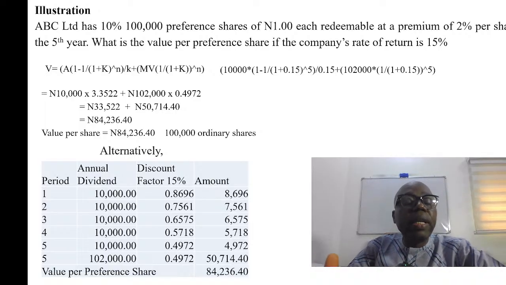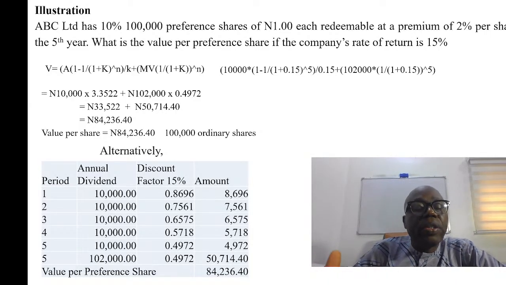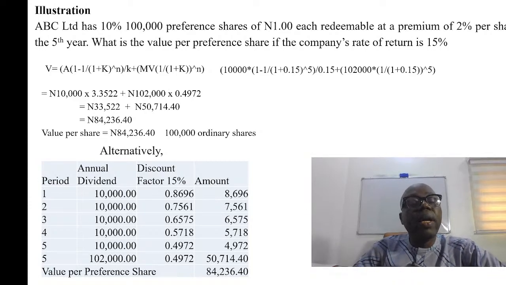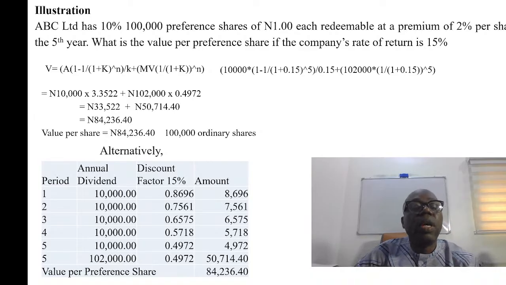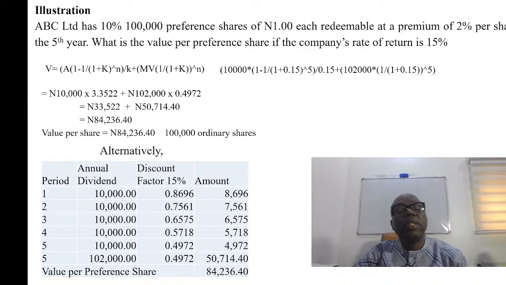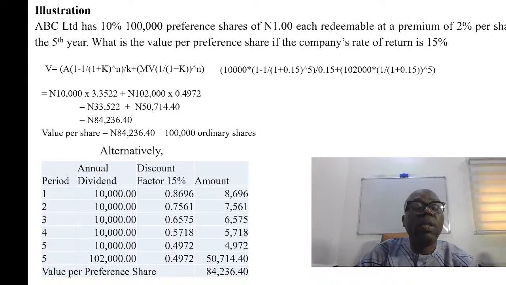If you cannot calculate this table directly by yourself, you can get the table where all these discount factors have been worked out. Maybe when I'm coming to class, I will carry a copy of it and show you. I will not assume that everybody knows it. I'll come and show you how to read the discount factor table so that you'll be able to get the answer. So that's how it is.